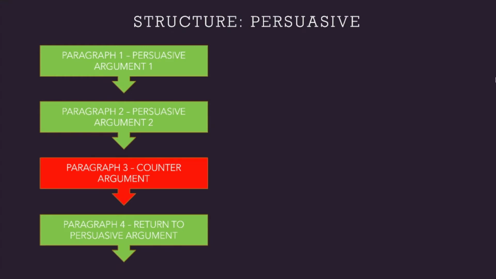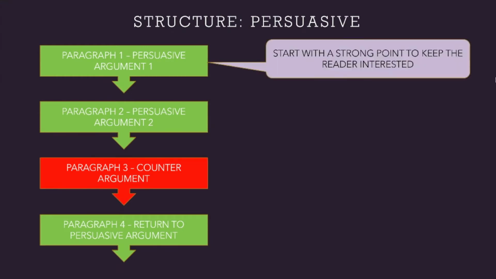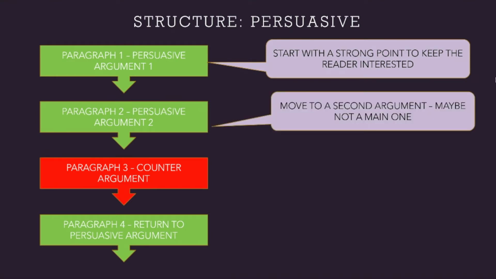So, why that red paragraph? Well, let me explain. So, paragraph 1, start with a strong point to keep the reader interested again. You maybe want to open with one of your stronger persuasive points. Paragraph 2, move to a second argument, but maybe not a main one. Maybe one that's good and interesting and useful, but maybe not the most powerful or the most emotive. Just a kind of secondary one, a kind of B-level one.